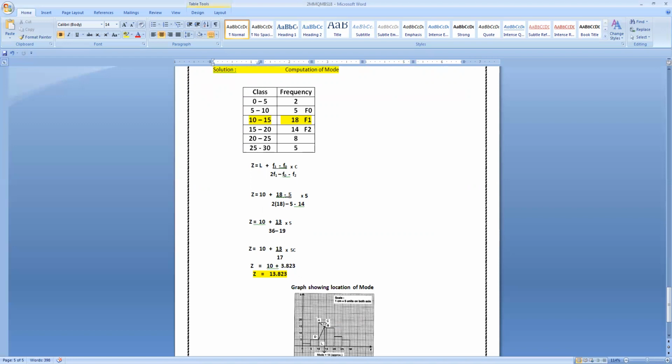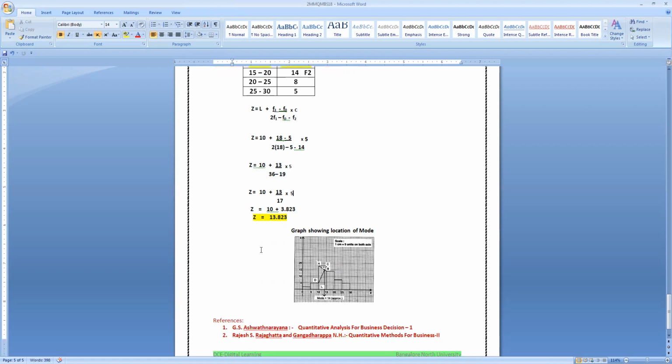Z equals 10 plus 18 minus 5, which is 13, divided by 18 into 2 is 36, minus 5 minus 14 becomes 17, into 5. Z equals 10 plus 13 by 17 into 5. Now Z equals 10 plus 3.823. Therefore, the value of mode is 13.823. Now we have to show the value of mode here.